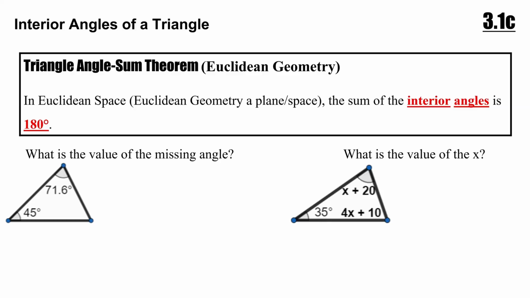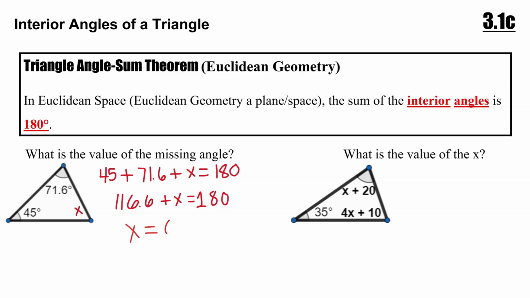The triangle-angle sum theorem states that, in Euclidean space, the sum of the interior angles is 180 degrees. The first problem asks to find the missing angle. To find the missing angle, set up an equation, add the known angles, and subtract them from 180. In this case, add 45 and 71.6 to get 116.6, and subtract that from 180 to get 63.4.